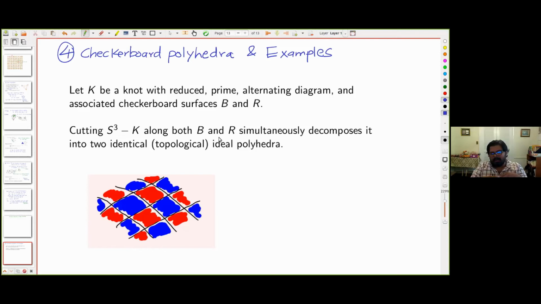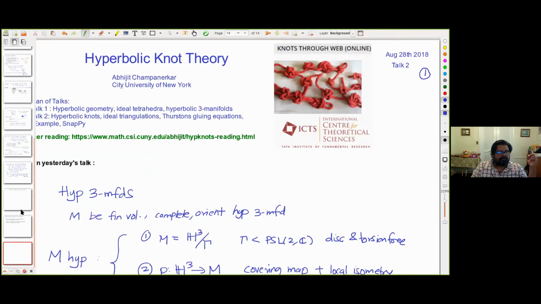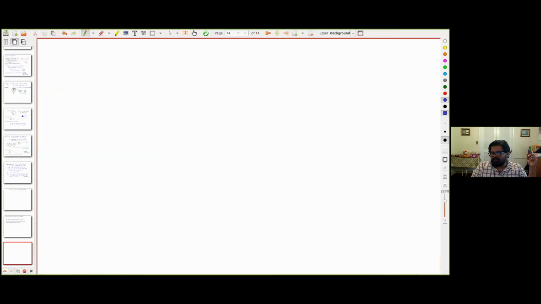And now once you can do this, you take the checkerboard polyhedra and you subdivide them into tetrahedra, and there is your ideal triangulation. This is very similar to how you take a torus, you take a meridian and a longitude, and you cut across the meridian and the longitude and you get a square. You basically get a polygon using which you can identify the sides and obtain your torus back. So there is a procedure to do this. I'm just going to quickly explain this procedure.